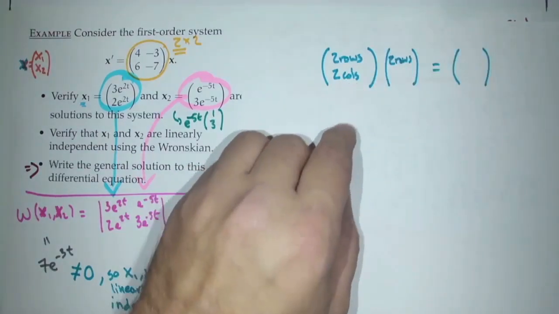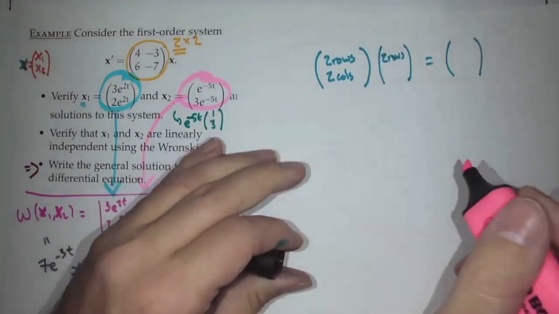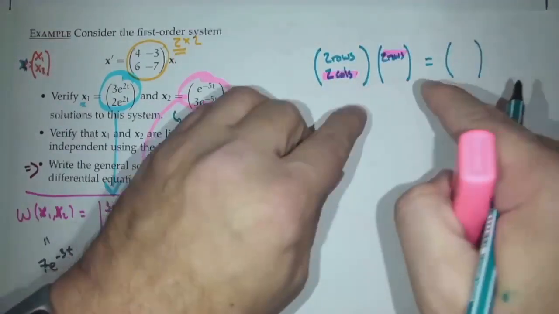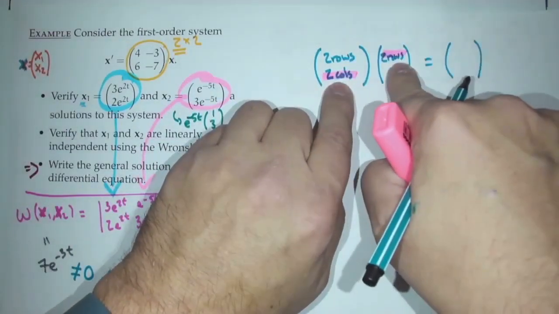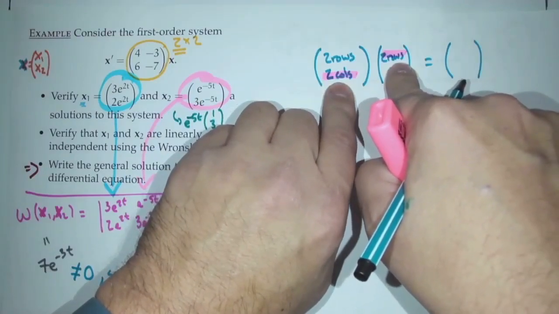Right? So in order for me to carry out the multiplication, the number of columns in the first matrix has to match the number of rows in the second matrix. Otherwise, you can't do matrix multiplication at all. It's not defined.